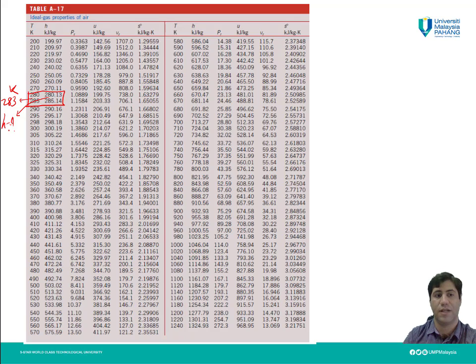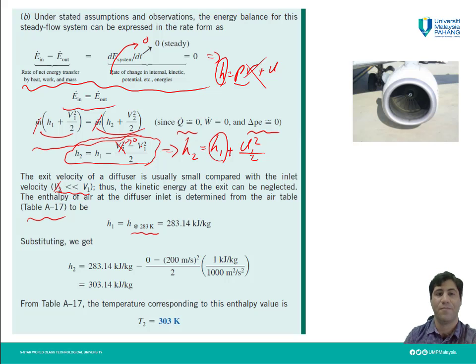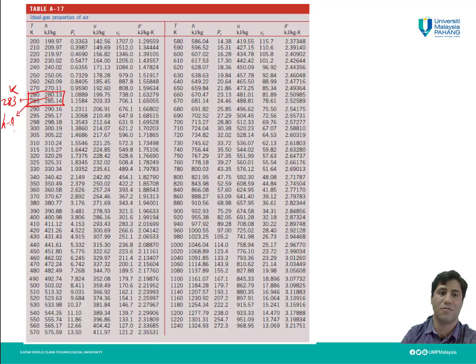And if we do interpolation, you can see here for this temperature, 280 Kelvin, enthalpy H is 280.13. For this temperature, 285, enthalpy is 285.14. Then the enthalpy for air at this temperature also should be between these two. So the enthalpy for that temperature, even without interpolation, you can guess it should be between these 280.13 and 285.14.